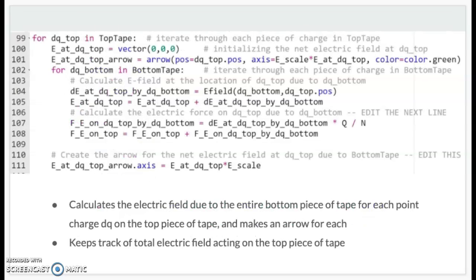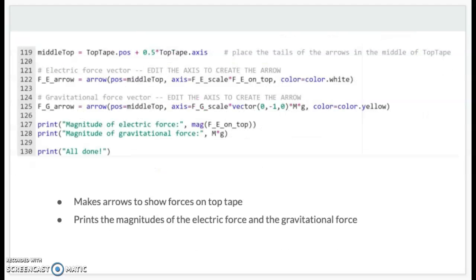This section of code is where the bulk of the calculations happen. Basically, there are two loops with one nested inside the other. The outer loop iterates through each point charge dq in the top tape. Then for each point charge on the top tape, the inner loop iterates through each point charge dq in the bottom tape and calculates the electric field at the location of the top point charge due to the bottom point charge. It adds all of these electric fields together to find the net electric field vector for each top point charge due to the entire bottom piece of tape, and it makes an arrow for each of these. It also adds them all together to keep track of the total electric field for the whole top piece of tape. Finally, the code makes arrows for both the electric force and gravitational force acting on the top piece of tape, and prints the magnitudes of each.